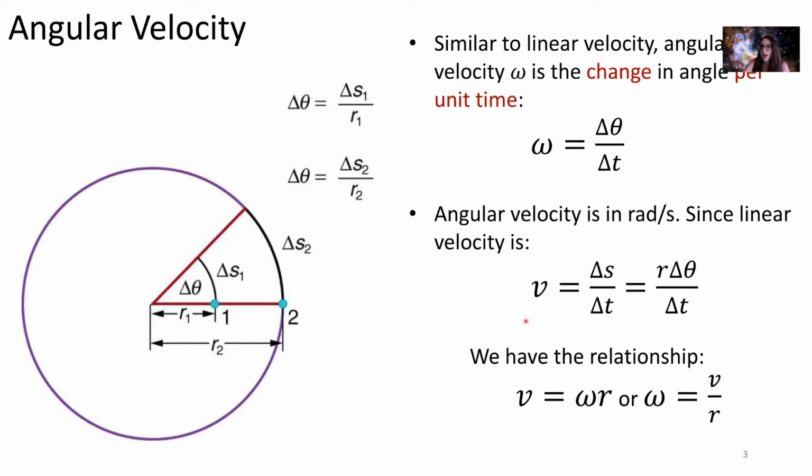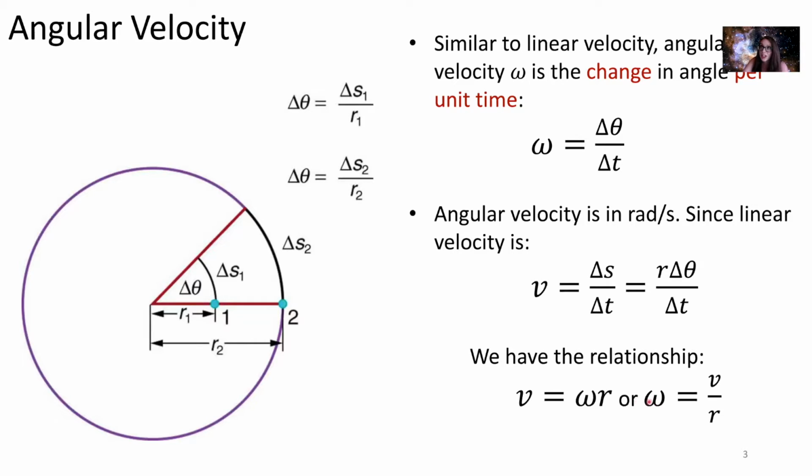And so we have the relationship then. In this equation here, we've got r. We just showed that delta theta over delta t is omega, our angular velocity. So then we can say that our linear velocity is equal to your angular velocity times the radius of the circle.